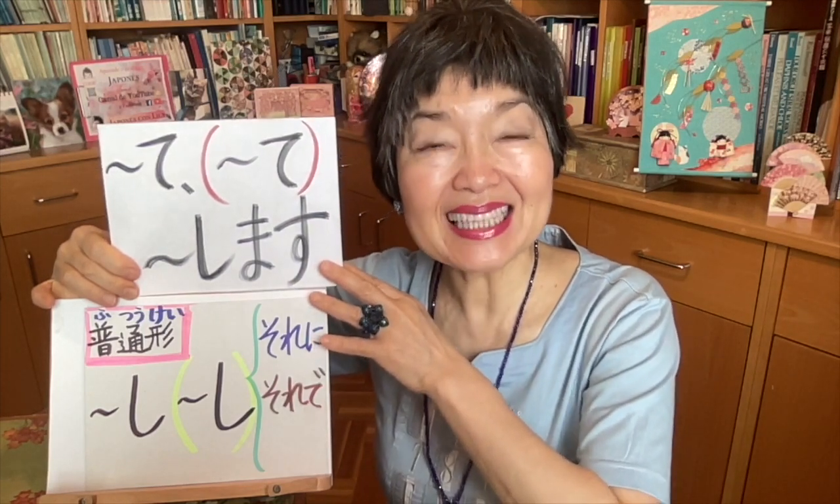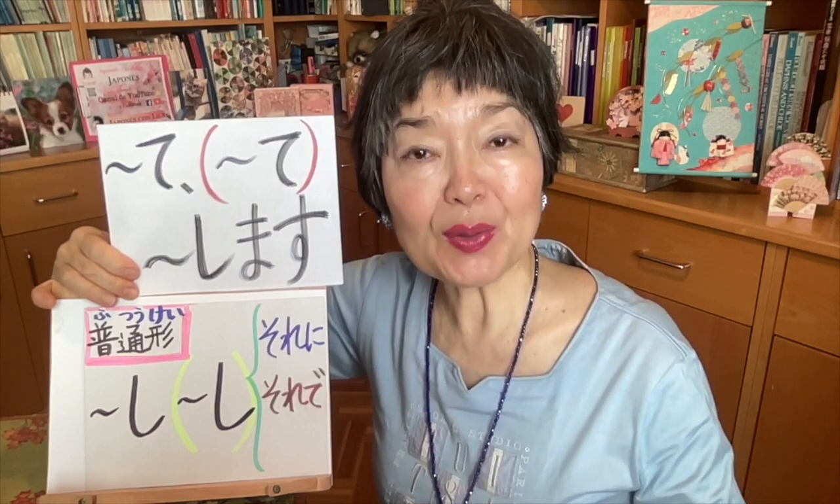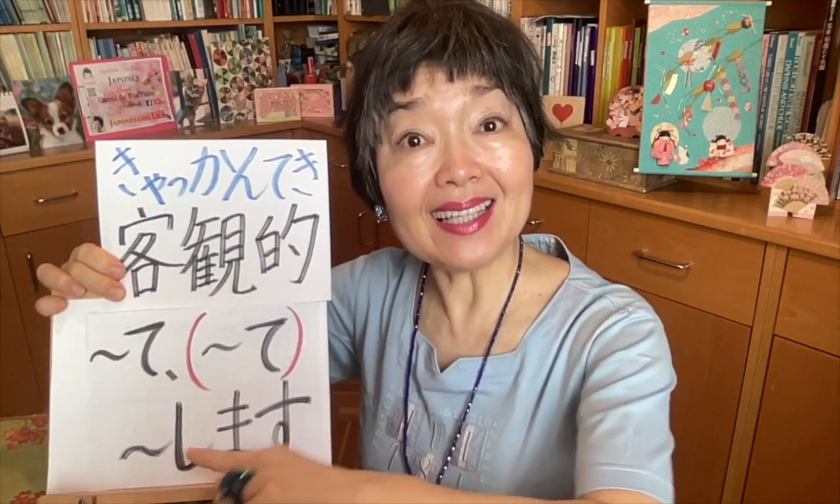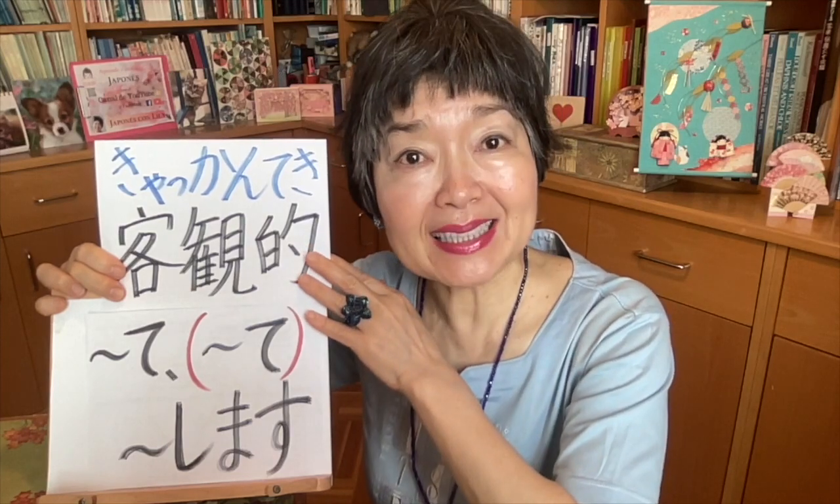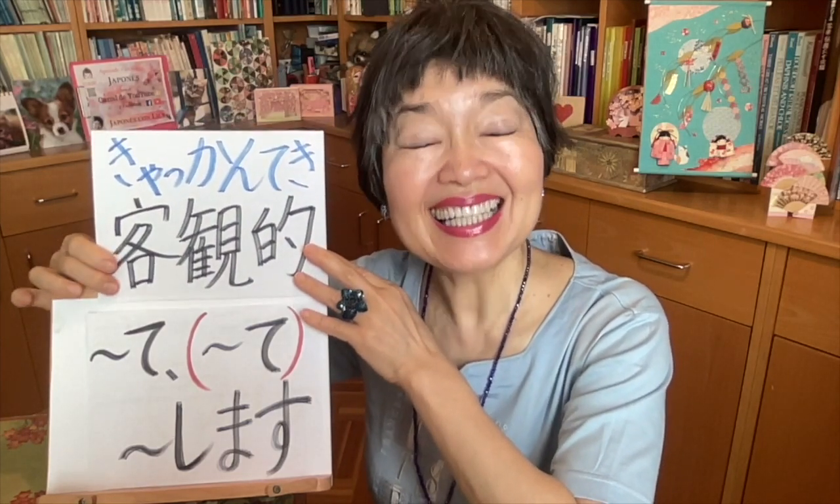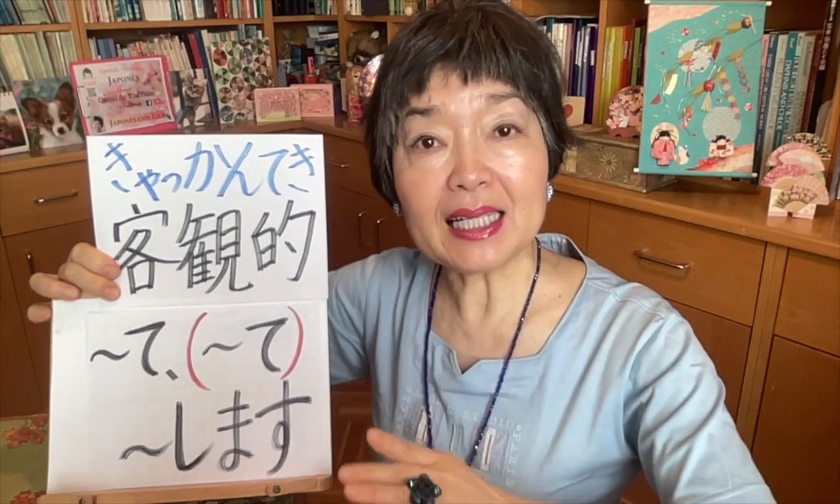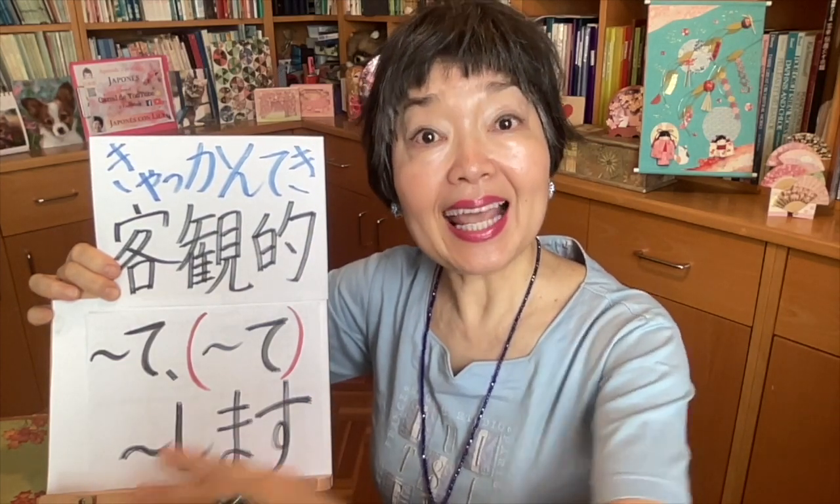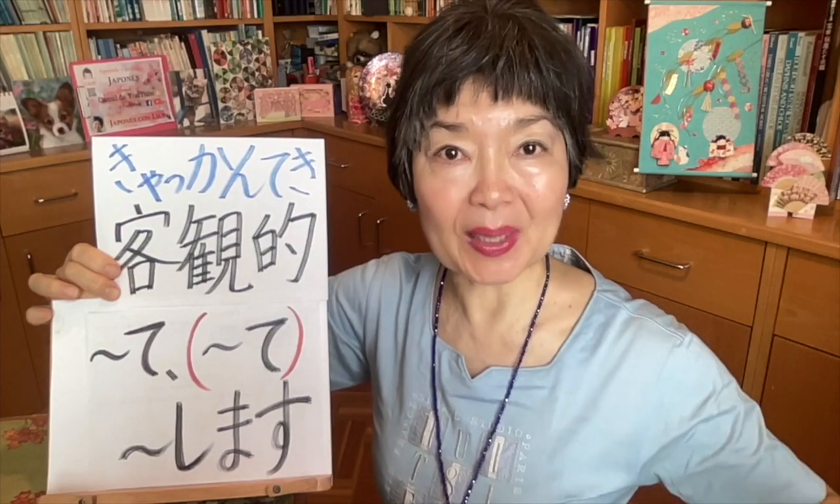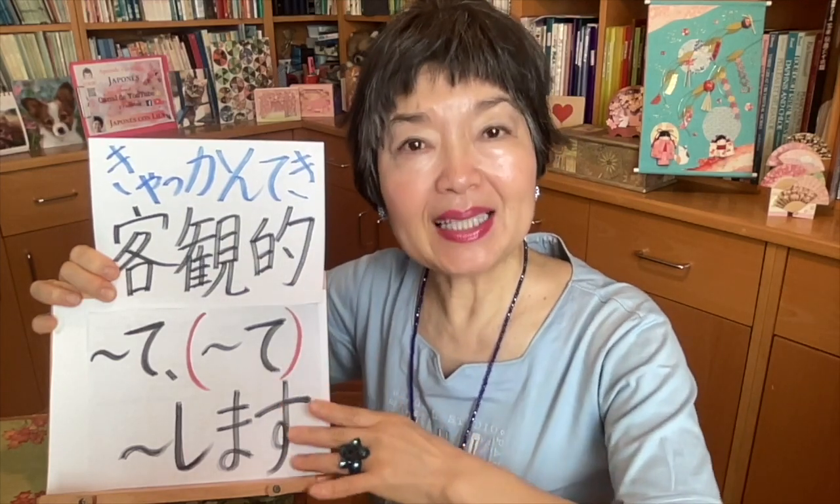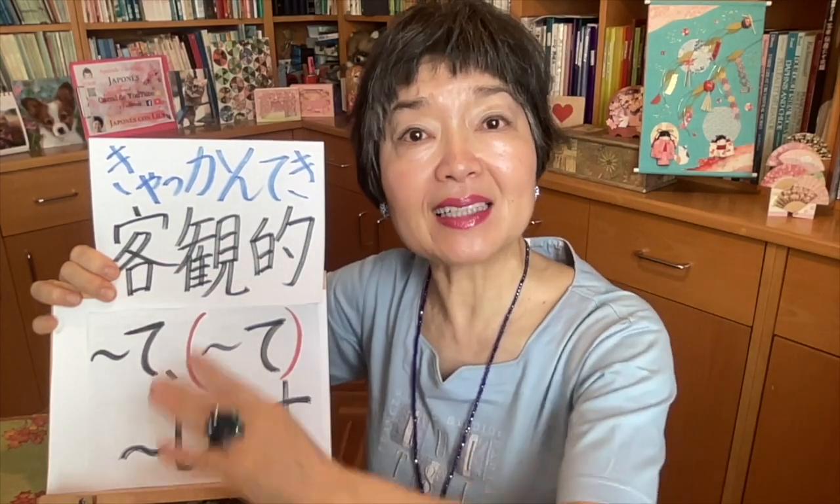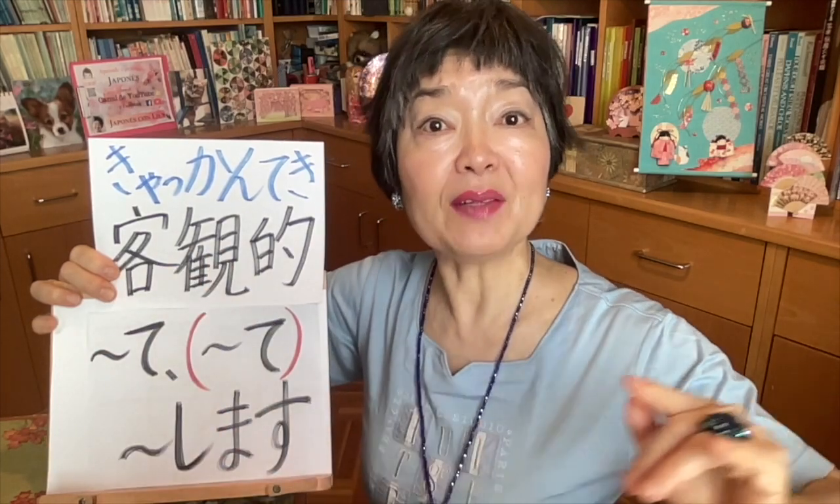But before, if you want to study again this te shimasu, then you can watch my grammar video number 69 of JLPT N5. When we use this one, te, then this is very objective. It means 客観的, objective. And I'm telling only the fact, this one, and finally this one. So the time order is very important. So when I use this one, it means I'm only telling the fact, this one, and finally this one.